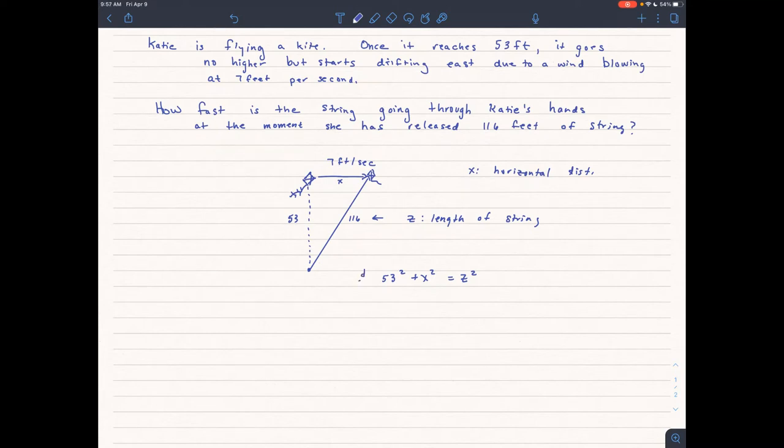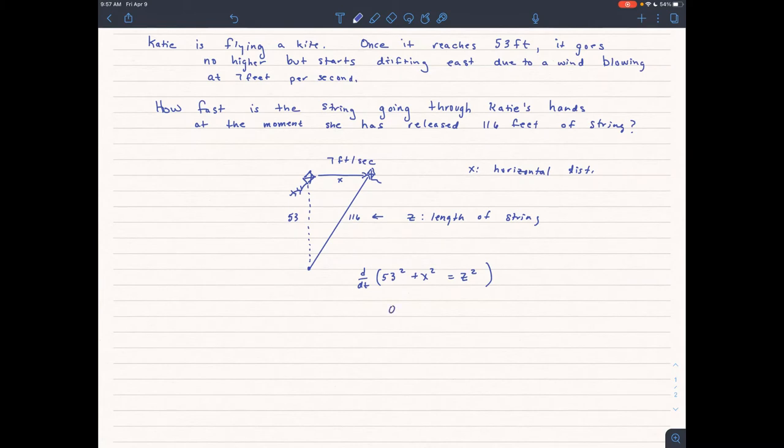So when I do that, I happily realize that 53 squared is a constant, so that derivative is going to be 0. And I'm going to have 2 times x, because that's the derivative of x. But again, I'm doing this with respect to t, so this is like implicit differentiation. I also have to put in the derivative with respect to t of x. And I'm going to do the same thing with z.